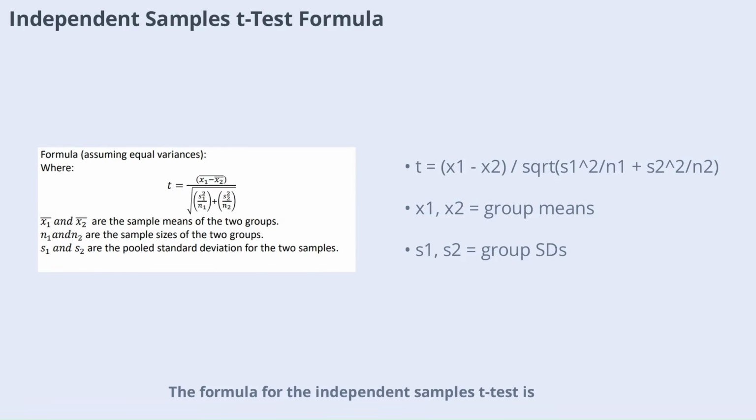The formula for the independent samples t-test is t equals x1 minus x2, divided by the square root of s1 squared over n1 plus s2 squared over n2, where x1 and x2 are the sample means, s1 and s2 are the sample standard deviations, and n1 and n2 are the sample sizes for each group. This formula assumes equal variances and helps you assess if the observed difference is meaningful.